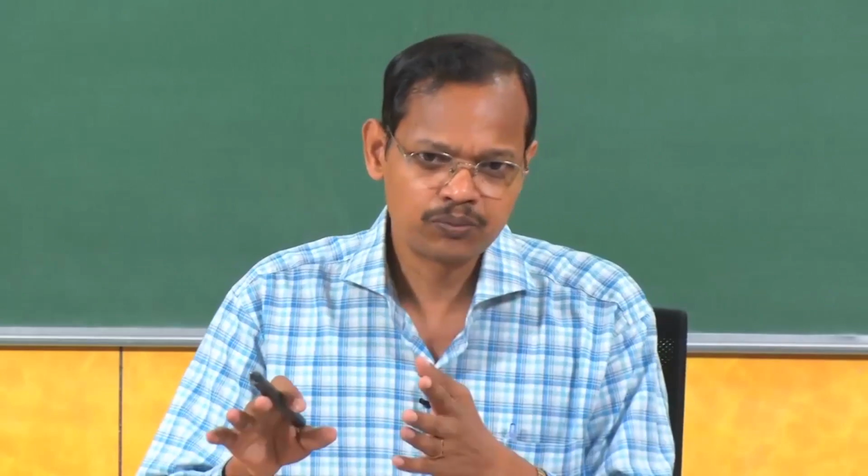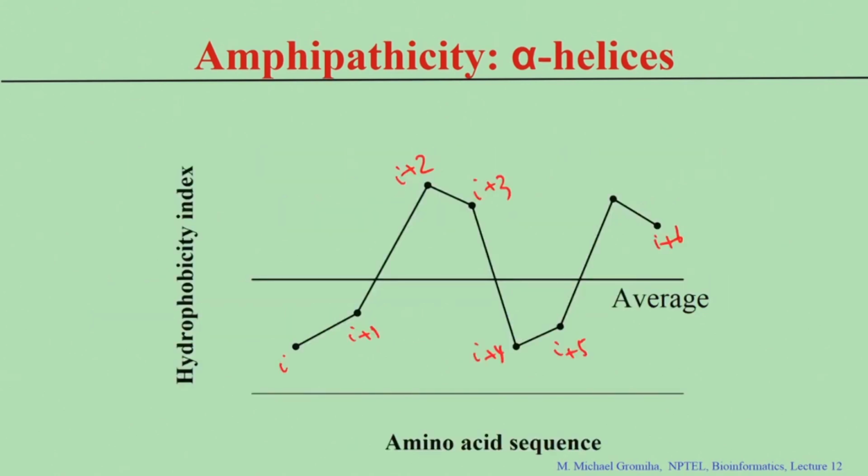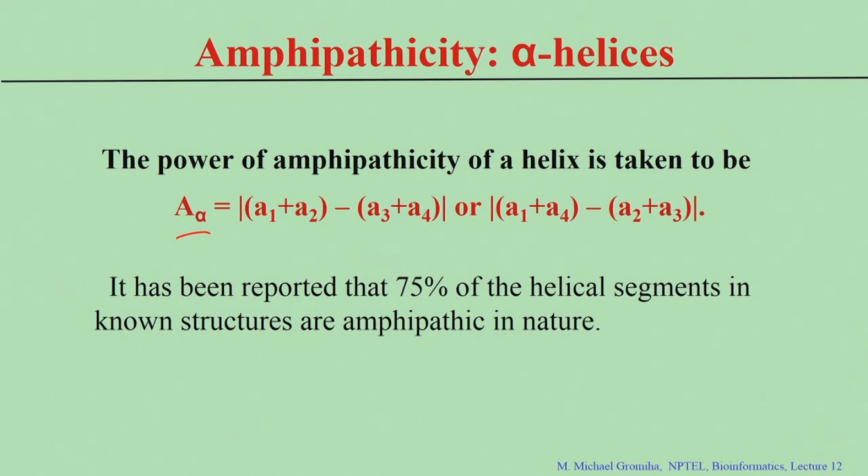Then the second is how to calculate the power of amphipathicity. For example, if you have 2 helices, they are amphipathic, and which one is more amphipathic than the other? In this case, you can calculate the power of amphipathicity, A alpha. So, if 1 and 2 are high and 3 and 4 are less, then take the first 2 and the second, third and fourth and get the absolute difference.